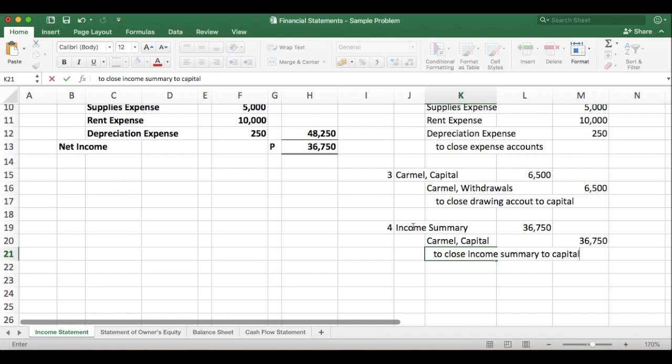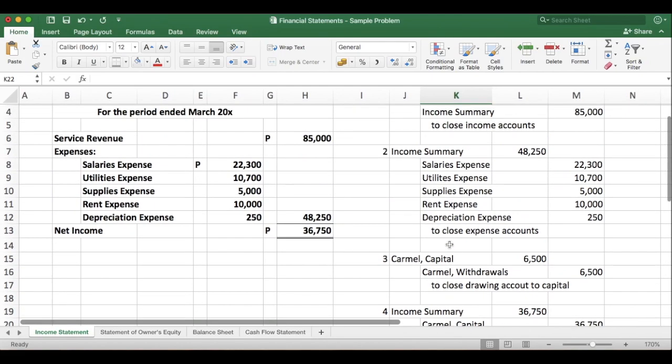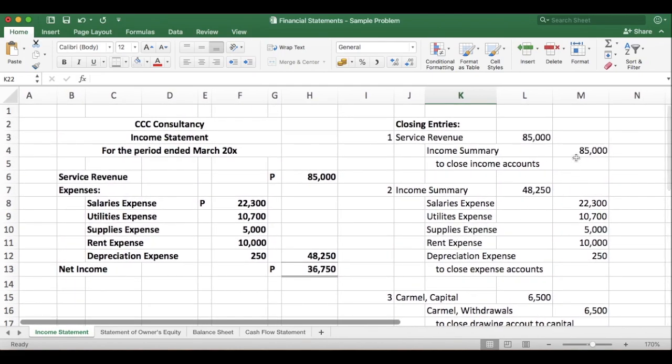So if you try to see, to close the income summary, we credit the capital, right? And crediting capital is basically increasing capital. So a net income generally increases capital. If this was a net loss, it would be the other way around. That would be debit Carmel capital, credit income summary. So a net loss decreases your capital. So that is what we do here now for the closing entries.